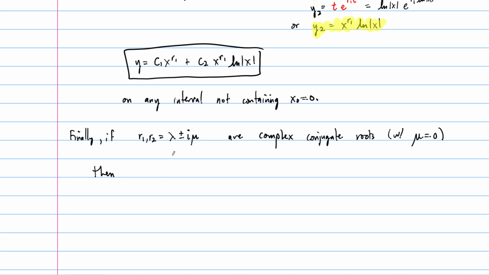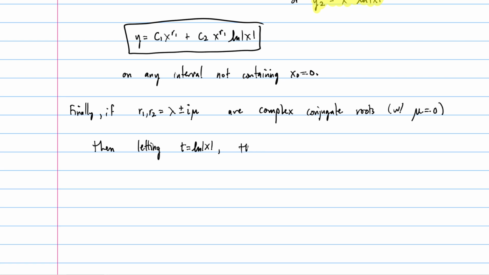Then remember, in terms of t, if these were in terms of t, right? So we'll do the same kind of deal here, but letting t equal ln of x again. All right, then the solutions are e to the lambda t times cosine of mu t. So the general solution is the following. It's going to be y equals c1 e to the lambda t cosine of mu t plus c2 e to the lambda t sine of mu t.